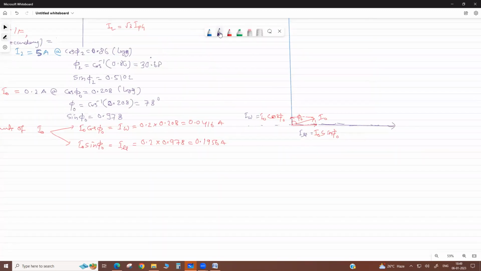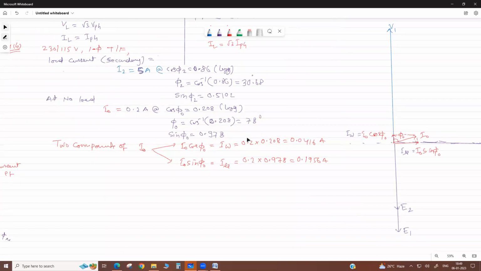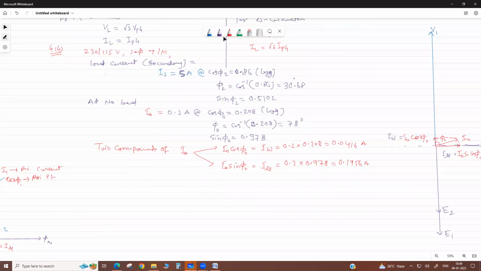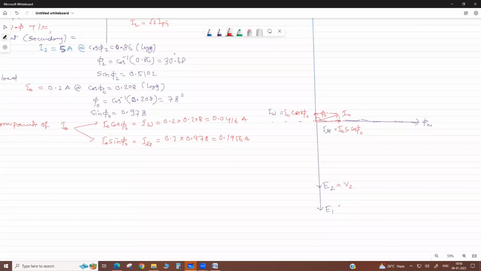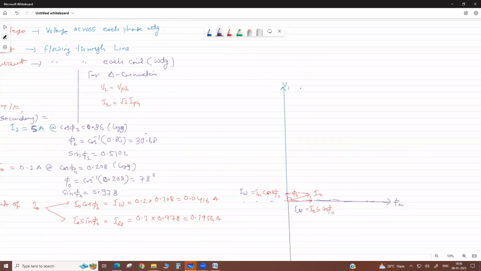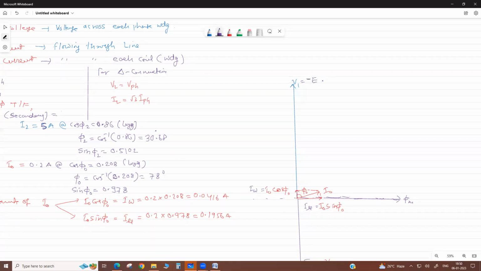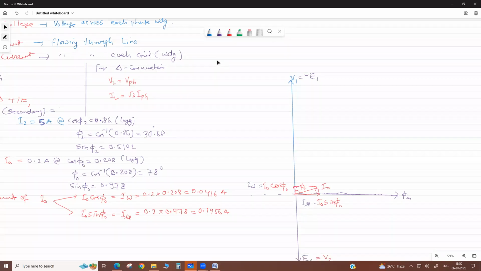This produces the magnetic flux. Due to this flux, there is a self-induced EMF in primary and in secondary. Suppose as per your data, this is E2 and this is E1. Here we neglect the impedance, then this equals V2. If we neglect the voltage drop in primary and secondary, then this is minus E1, opposite, because it is downside, E1 equals this.